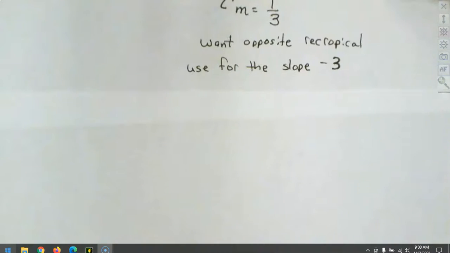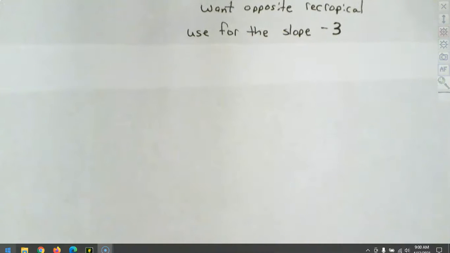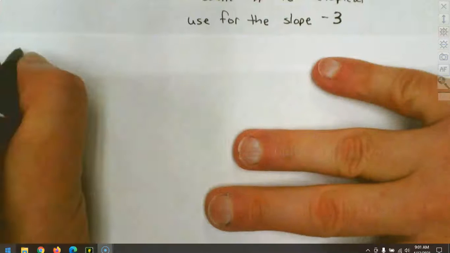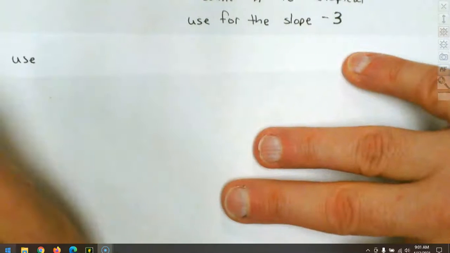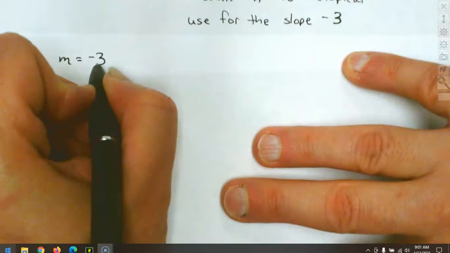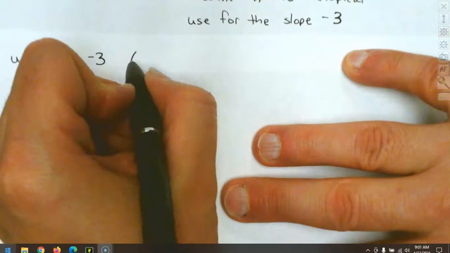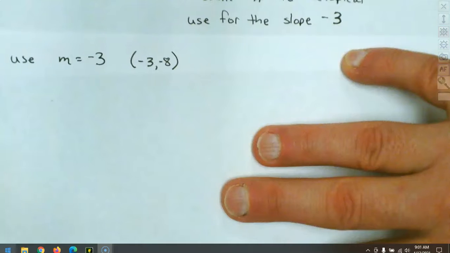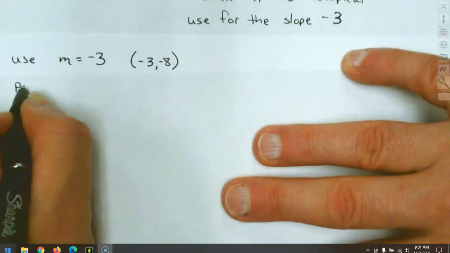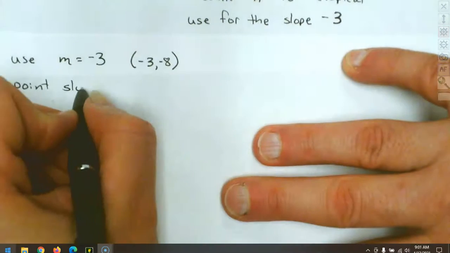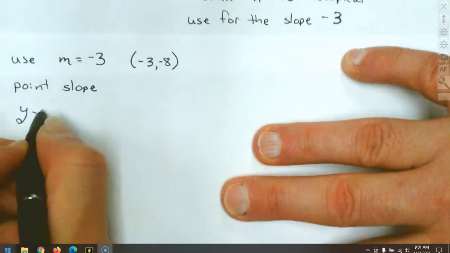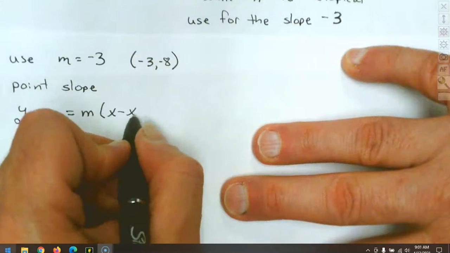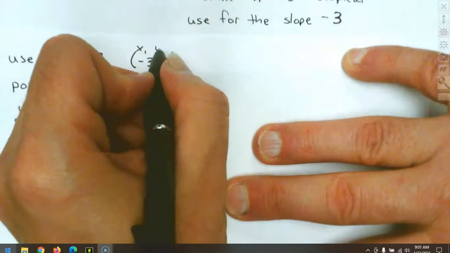Now remember, you can use those flow charts if you need to. What are we going to now do? Well, what do we have now? We now have a slope. So we're going to use m equals a negative 3, and we've got that point, minus 3, minus 8. So point slope formula is what's next, and that is y minus y1 equals m times x minus x1. So there's x1 and there's y1.